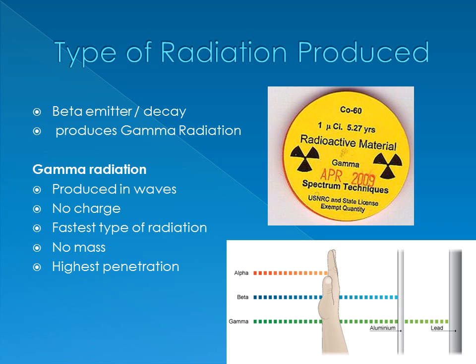Cobalt-60 produces gamma radiation. Gamma radiation is produced in waves, has no mass, is the fastest type of radiation traveling at the speed of light, and has the highest penetration. Gamma rays have the smallest wavelengths, yet they have the most energy in the electromagnetic spectrum. Gamma rays are produced by radioactive atoms and can also be produced in nuclear explosions.